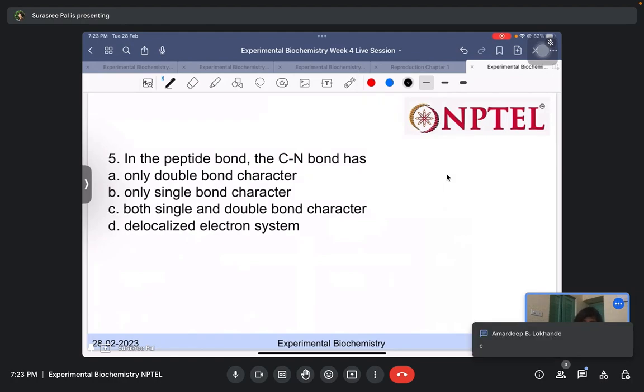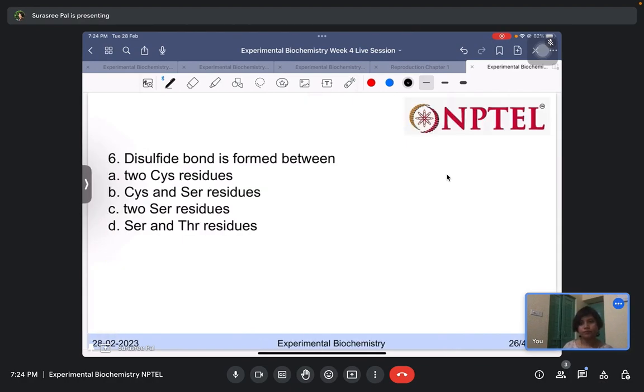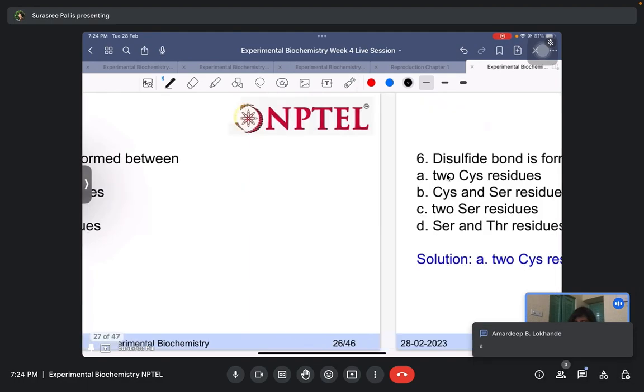This question has multiple answers. Okay, C is correct, but what if you have another option which is correct? No, not B, but C and D. So this double bond single bond character is due to the delocalized electron system. So C and D are the correct answers. Okay, next question. Okay, all right, correct answer.